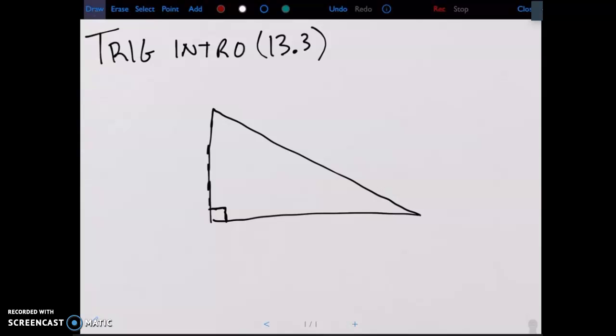Right, here we go. Trig Intro 13.3. So if you have a right triangle, the first thing you need to do is pick an angle, right? So I'm going to pick this angle.